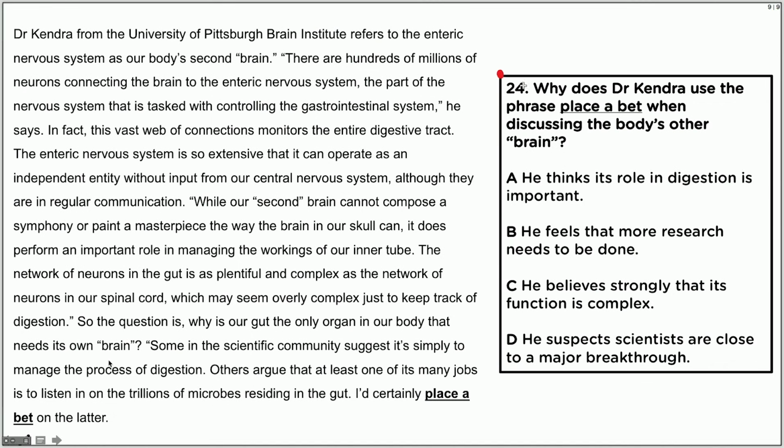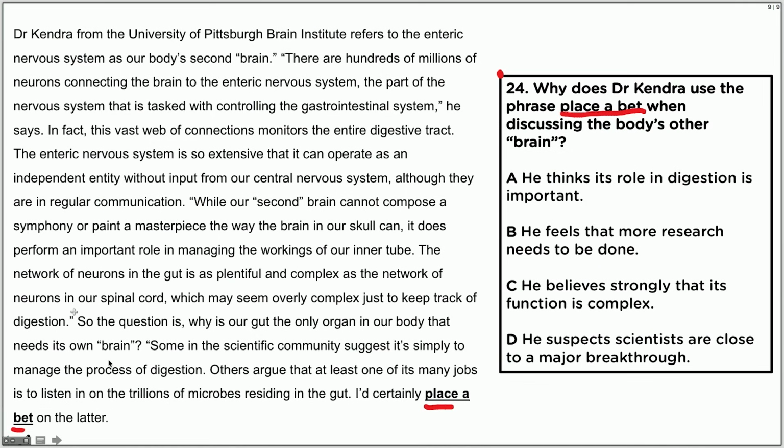So let's do that now. Okay, so the question says, why does Dr. Kendra use the phrase place a bet when discussing the body's other brain? And down here, you can see that same phrase underlined and made bold. One of the things that you cannot do on test day is just think, I know what place a bet means, and then look at A, B, C, D and choose one, because the meaning has to come from the paragraph. So let's take a closer look at the paragraph and understand that phrase in context.